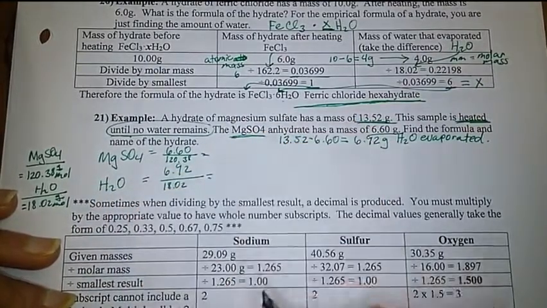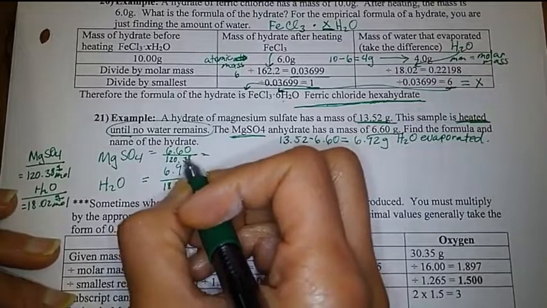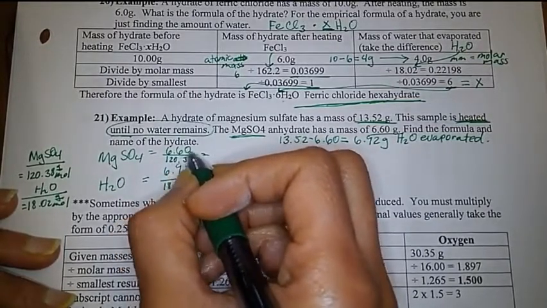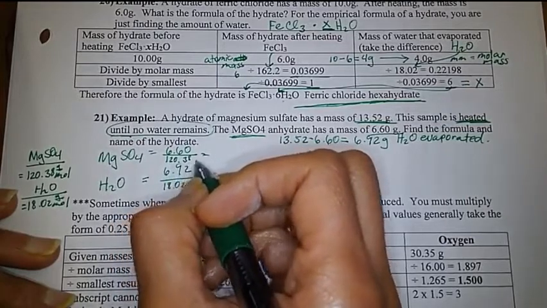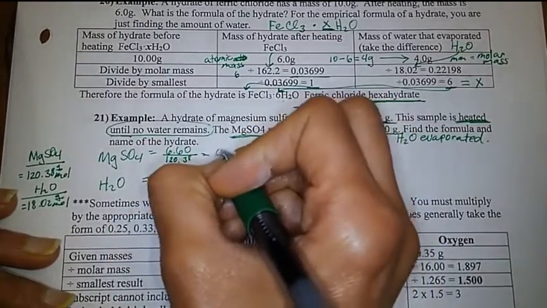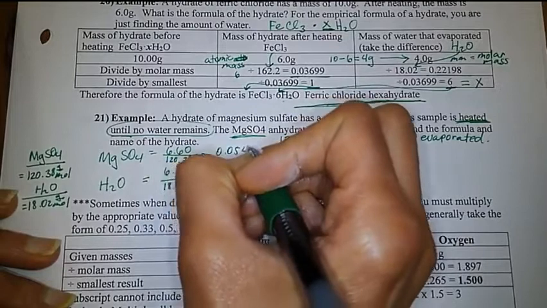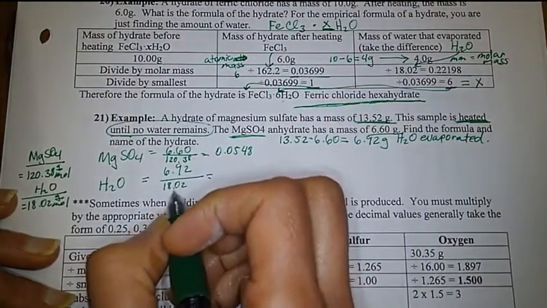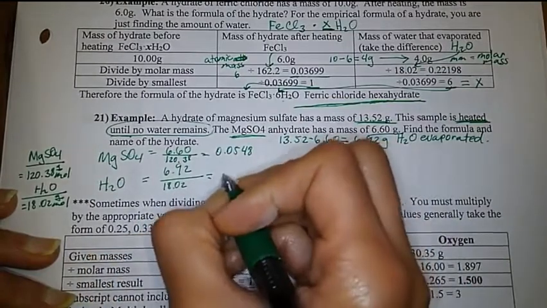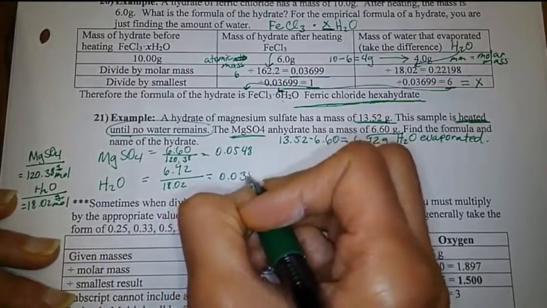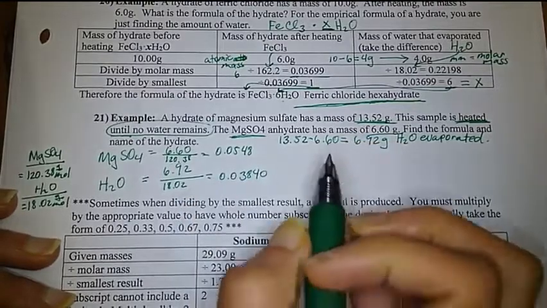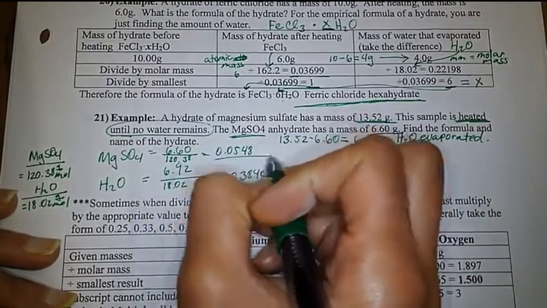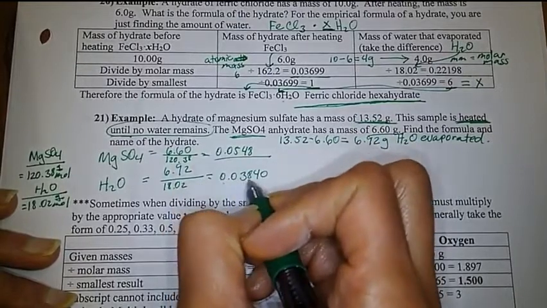When we do, for magnesium sulfate, 6.60 divided by 120.38, you get 0.0548. And for the water, 6.92 divided by 18.02, you get 0.3840. And then, of course, you find the smallest ratio. The smallest ratio in this case is 0.0548.